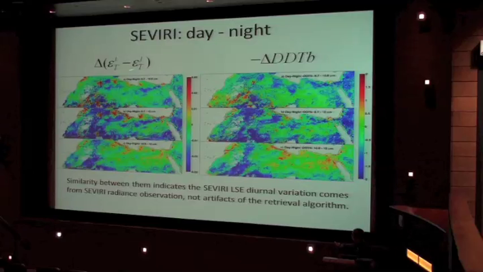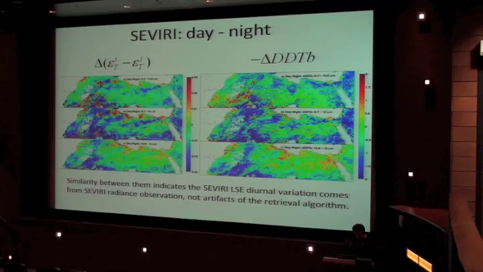The left is the day-night difference of the emissivity. The right is the day-night difference of the double difference. I think the left and the right match quite well here. So these results indicate that our retrieved diurnal variation of the emissivity actually comes from the SEVIRI radiance observation, and it's not an artifact of the retrieval algorithm.